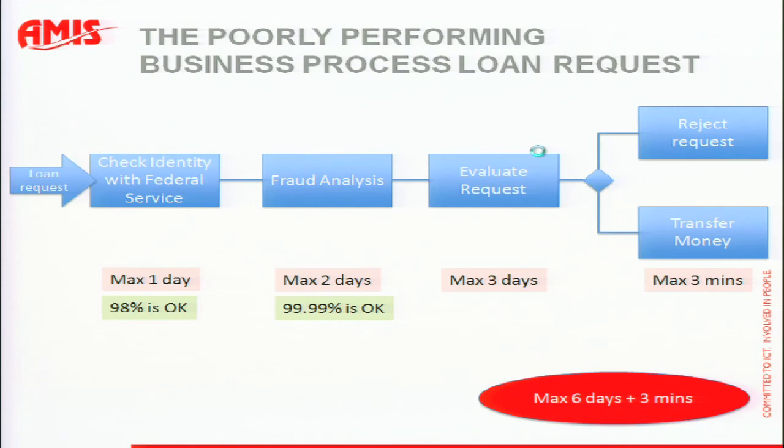Turns out that on closer inspection, the different steps in this business process are not related. We're not using the result of the identity check for the fraud analysis. We are not using the outcome of both the identity check and the fraud analysis to evaluate the request. Of course, if either the identity check fails or the fraud analysis indicates that it's a fraud, we don't have to evaluate the request. But since it happens only in very few cases, we might as well assume that it's a valid request and perform the evaluation.